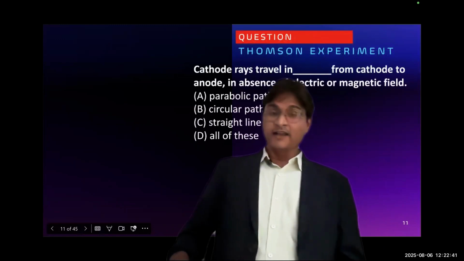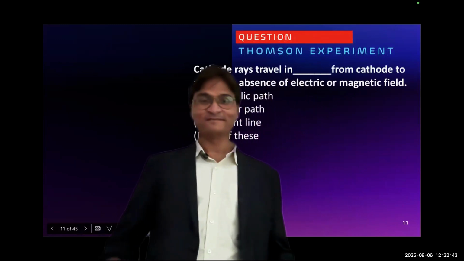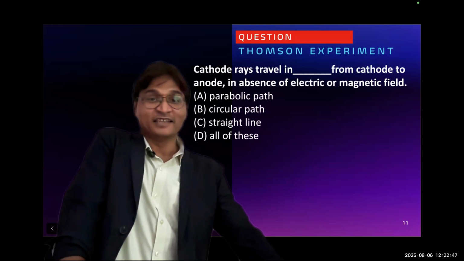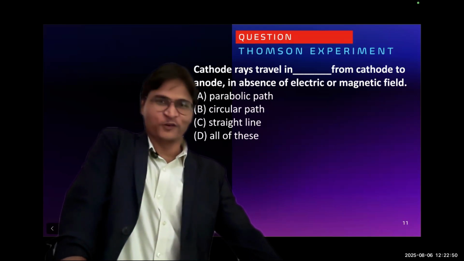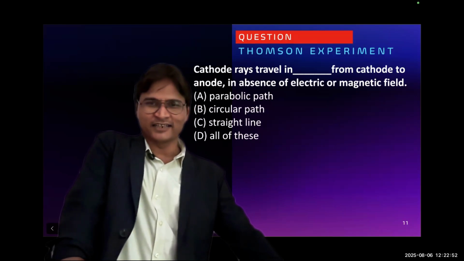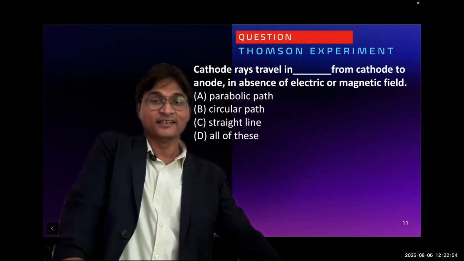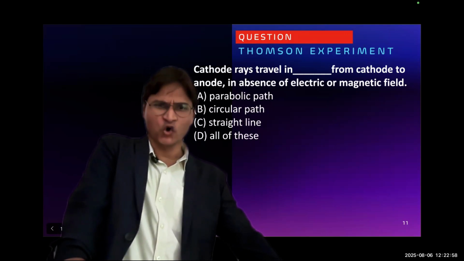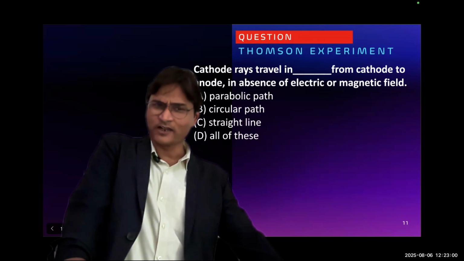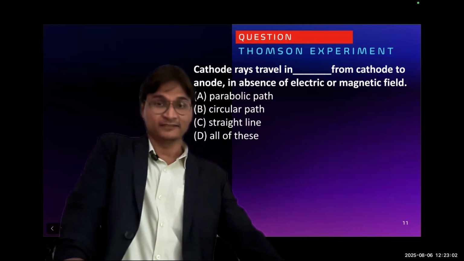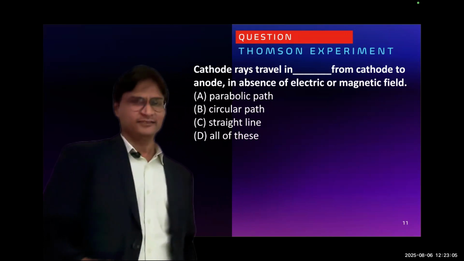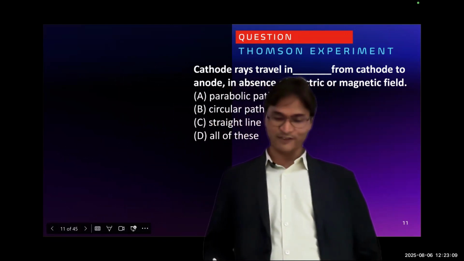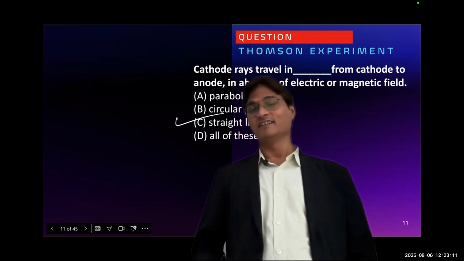See this question. Cathode ray travels in, fill in the blanks, from cathode to anode in absence of electric or magnetic field. What should be the answer? Parabolic path? No. Circular path? No. It was a straight line. It is directly from the observation of cathode ray experiment or Thomson experiment. So, answer is C here.